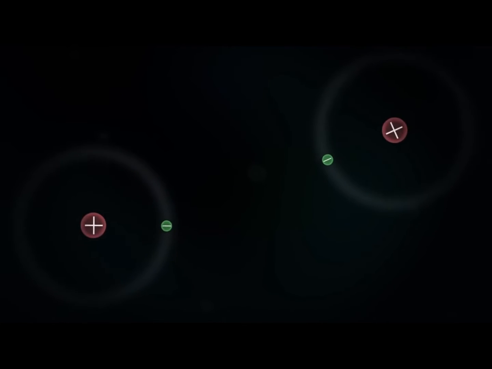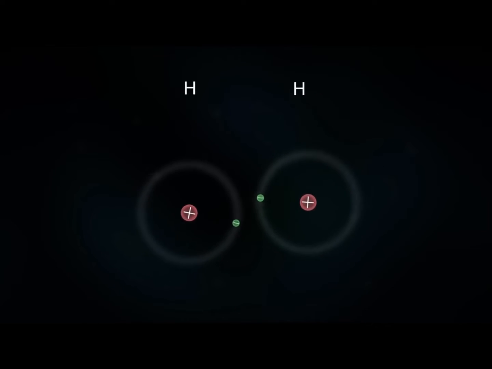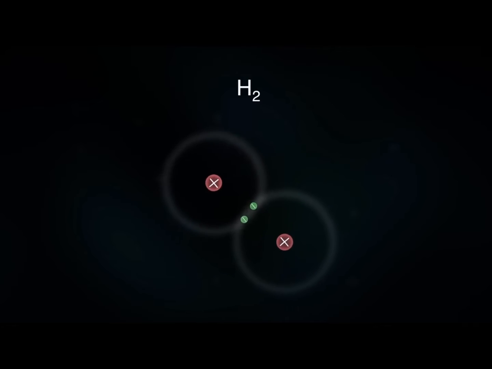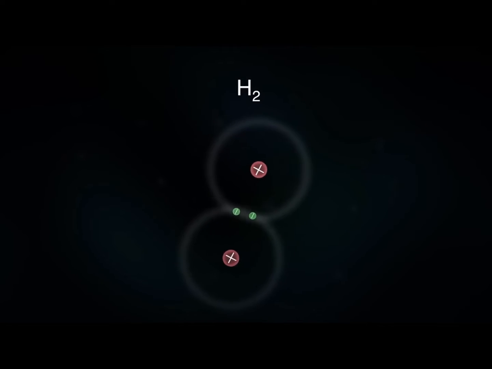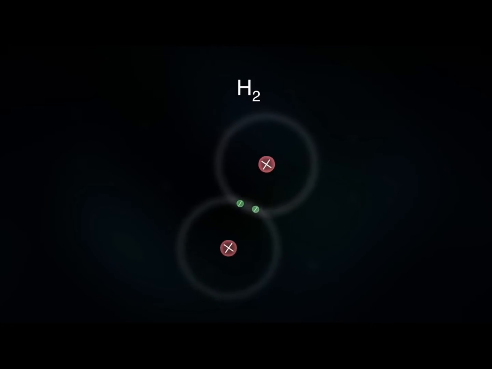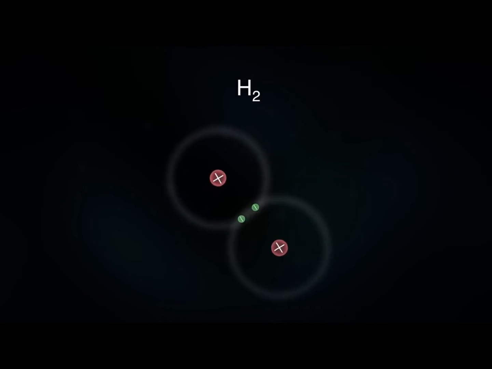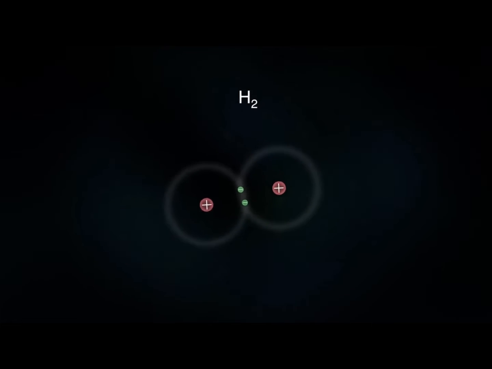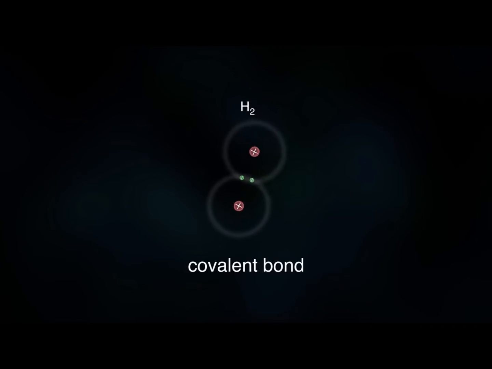If one atom doesn't completely overwhelm the other, they can actually share each other's electrons. This is like a potluck, where you and a friend each bring a dish, and then both of you share both dishes. Each atom is attracted to the shared electrons in between them, and this attraction is called a covalent bond.